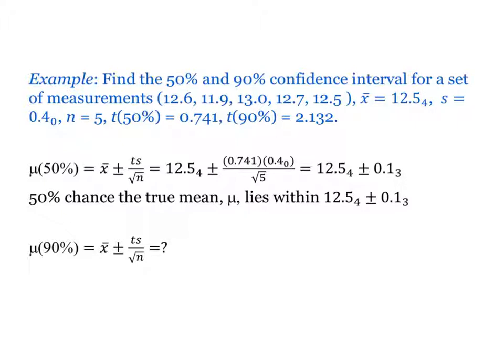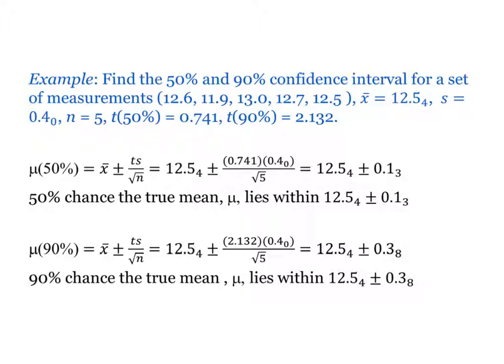Plugging in all of our numbers, we see that the confidence interval is plus or minus 0.13. This tells us that there is only a 50% chance that the true mean, mu, will be found in this range next to the sample mean, x bar. Now, given that our student's t is much larger at 90% than at the 50% confidence level, what do you think is going to happen to our confidence interval?